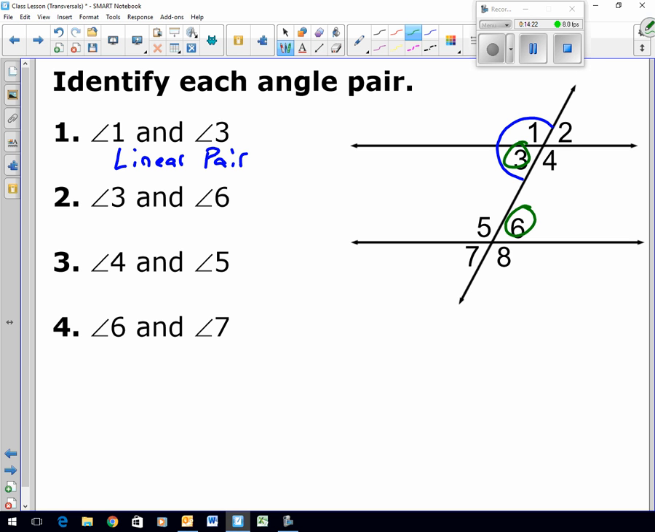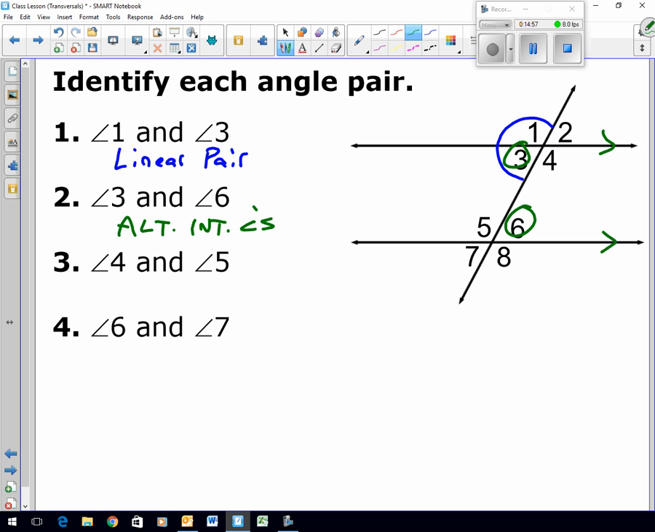3 and 6. What do you think now? Hold on. This is where we got to think about it. Where are the parallel lines? Here and here, correct? What do you think? Where are 3 and 6? They're what? Inside. So you know it's inside. Here's your transversal. Are they on the same side or different sides? Different. Or alternate sides. Put it all together. Alternate interior angles.